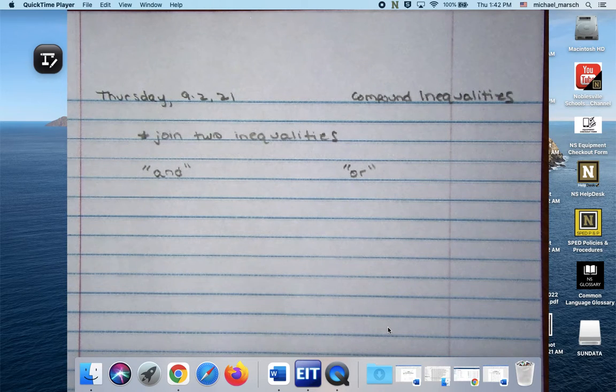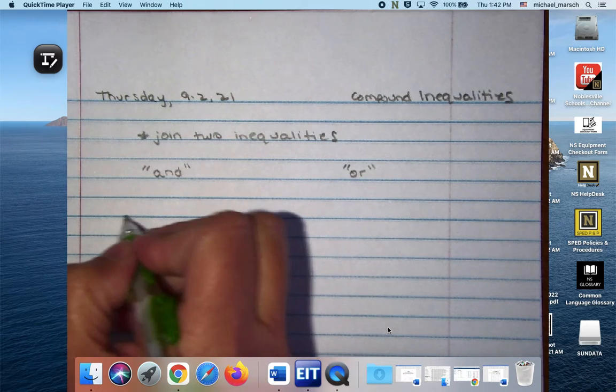So you're going to be talking about something and something is the first possibility. Something or something is the second possibility. And the main difference between these is what their graph looks like. But if you can solve inequalities, you can solve compound inequalities. It's just how you graph it that's a little different.